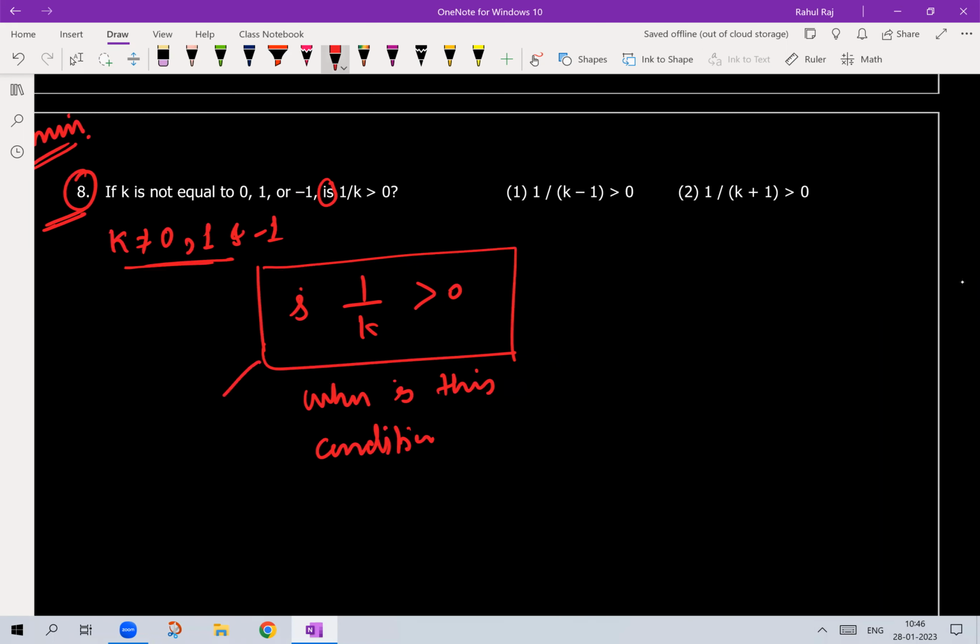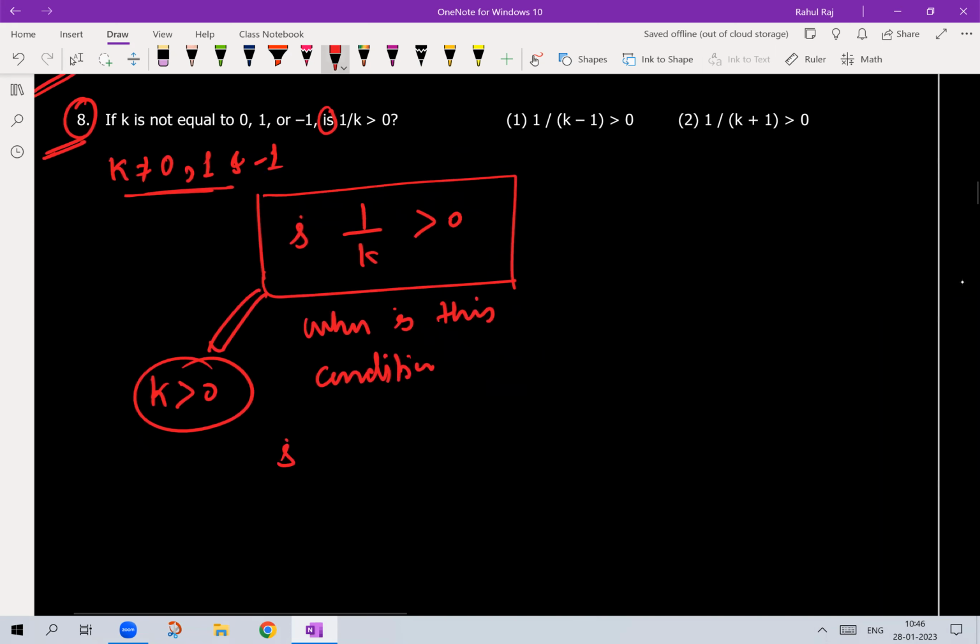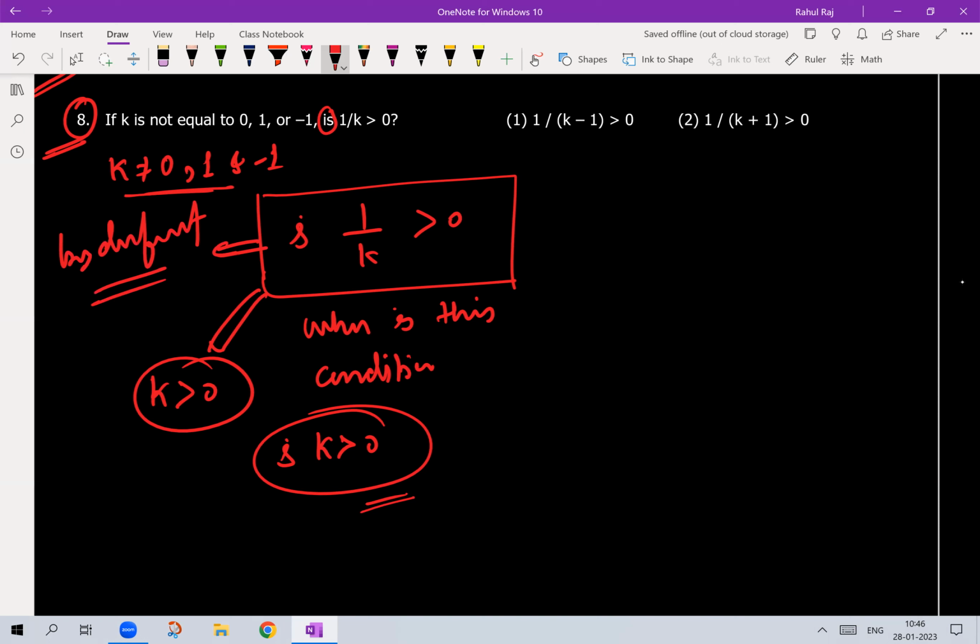For this condition to hold true, k should be greater than 0, right? Can I now think my question itself is k greater than 0? Because based on our own convenience, we need to play around as much as we can with the question. If I prove k is greater than 0, this statement by default is taken care of. I don't even have to think about 1 by k greater than 0. My new question is, is k greater than 0? Because if I can prove this, 1 by k by default would be greater than 0. That's it. Now I have two statements in front of us.